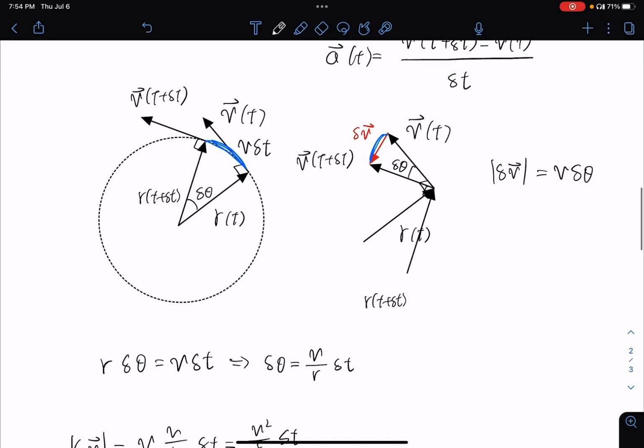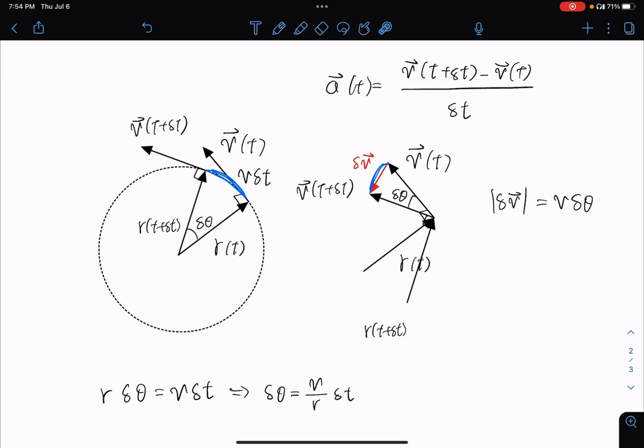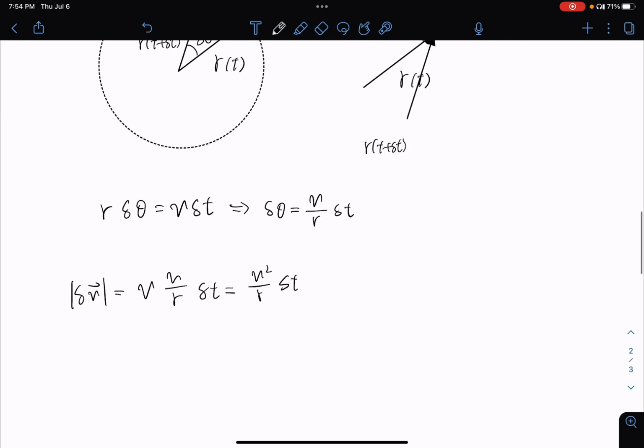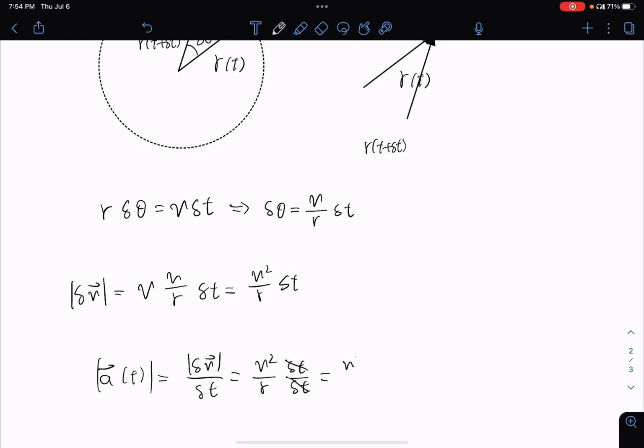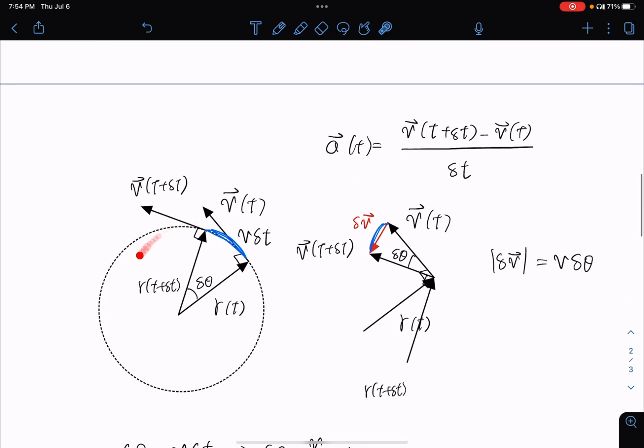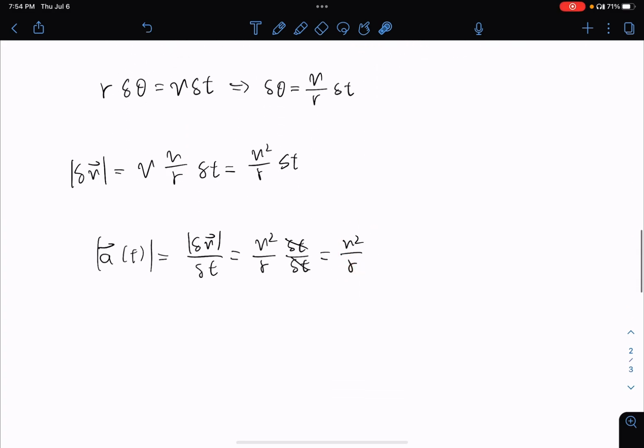And if we want acceleration, the acceleration will be that divided by delta t, and we see we get rid of the delta t over here. So the magnitude of a constant speed circular motion's acceleration will be v squared over r.